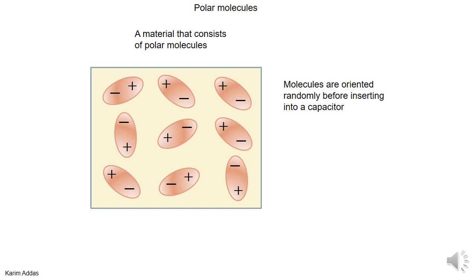In these slides, we're going to see what happens when you put a dielectric material, an insulating material that consists of polar molecules. Polar molecules, as we've seen before, are already polar without having an electric field applied to them. So this is an example of a material that has polar molecules, and initially, before there's an electric field, the molecules are oriented randomly.